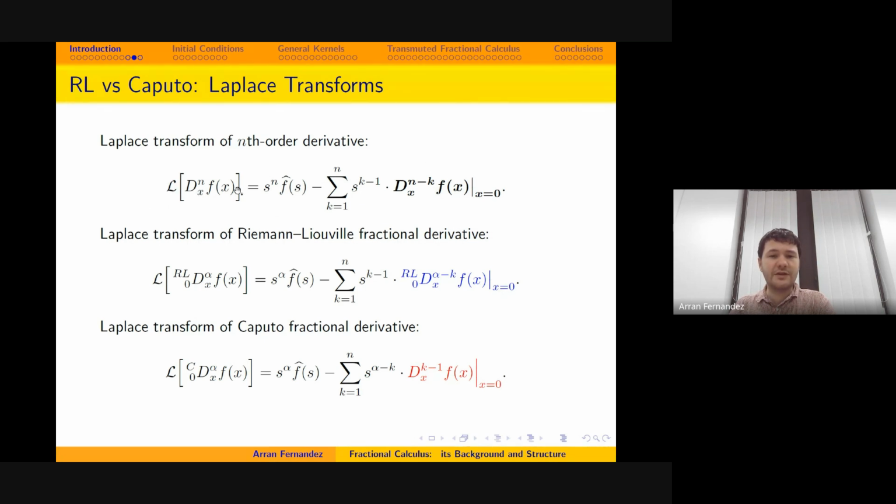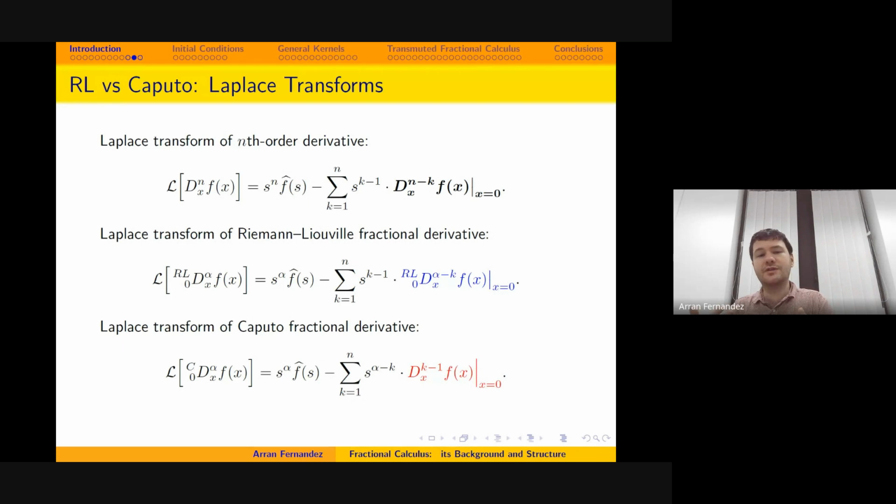The Laplace transform of the nth derivative is s to the power n f hat minus this finite sum. But if you look at the finite sum in bold, I put what is basically an initial value. We have a power of s and a derivative order, and if you add together the derivative order and the exponent of s, you always get n minus 1 for every term in this sum.